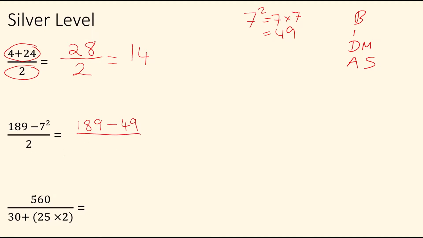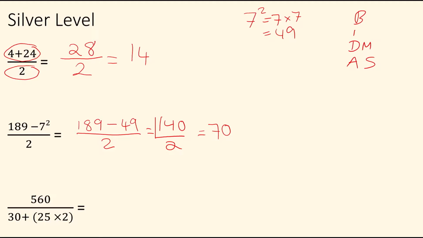Now looking at the bottom line, there's nothing to solve there, it's just the number 2 again. I still need to solve this top line. 189 take away 49 is 140. And we're going to divide that by 2. Oh, my funny pen, it's doing its old tricks again. 140 divided by 2 is 70.